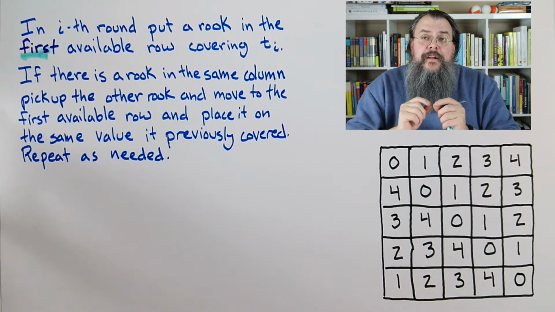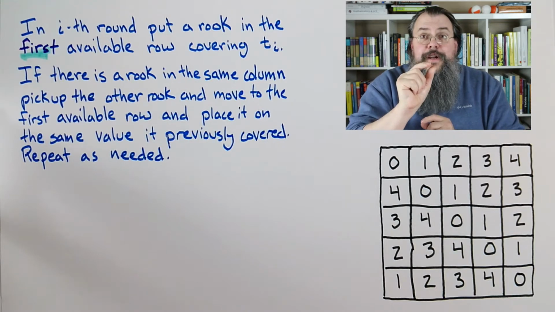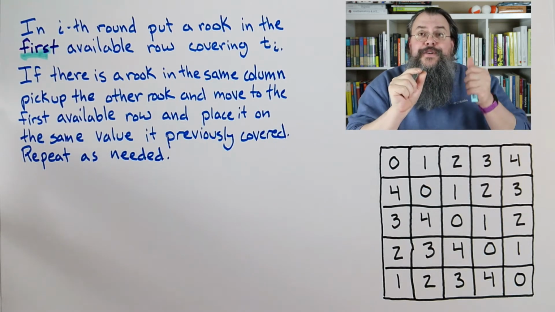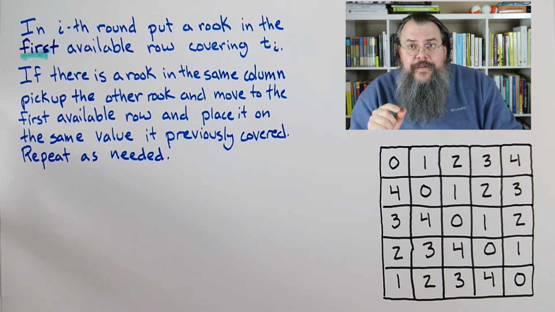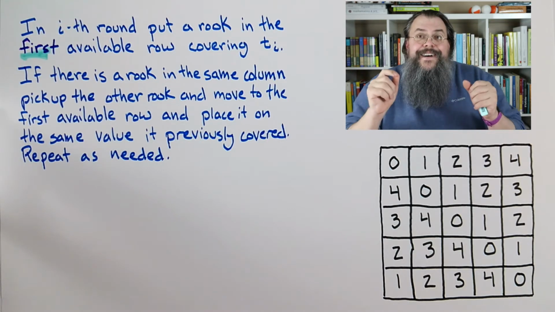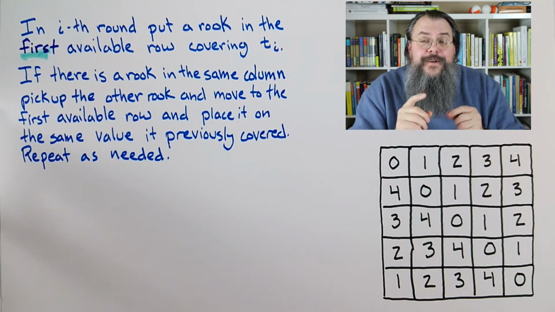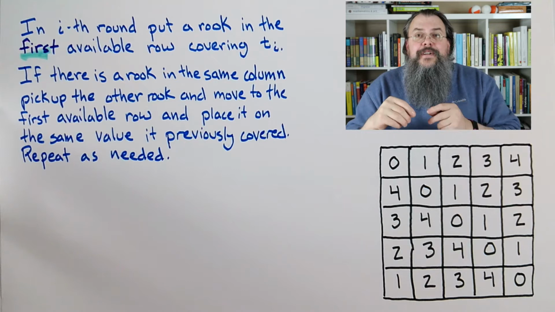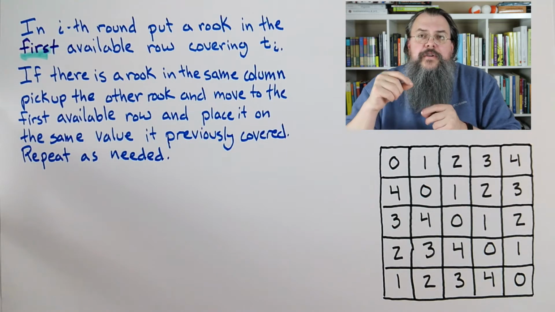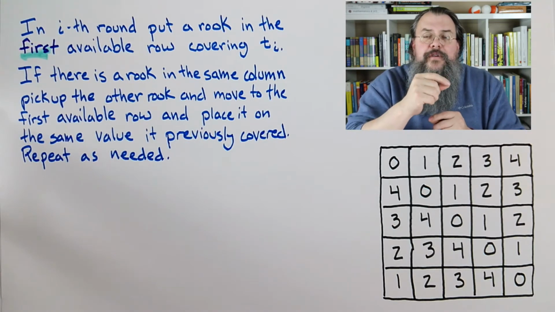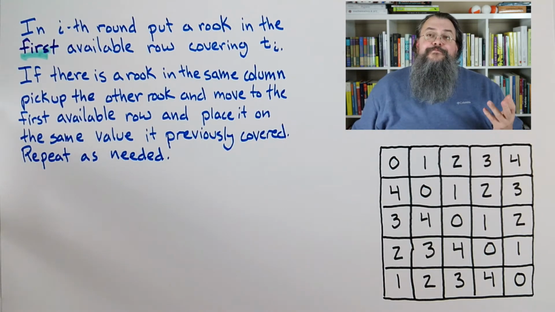If there is, take that rook that is in the same column, pick it up, and say, all right, let's find a new home for you. So we're going to move it to the first available row, and whatever number it was covering before, we have it cover that same number in the new row. Aha! We've resolved a conflict. But wait, it might be a new conflict. Okay, repeat. In other words, do the same procedure. If there's a new conflict, pick that new rook up that's conflicting with it and move it to another row, and continue and continue and continue. Now, there's a subtlety here.